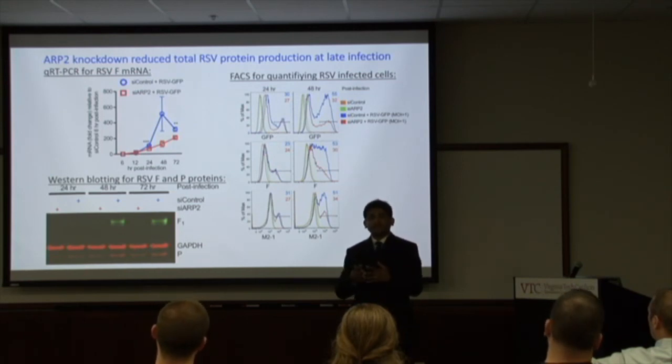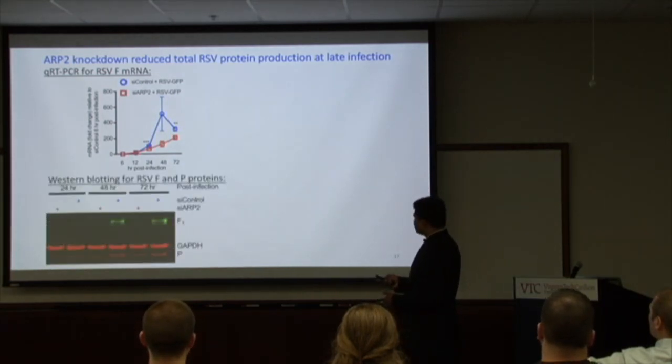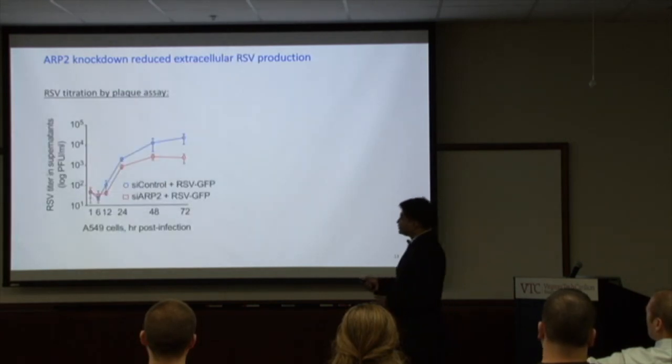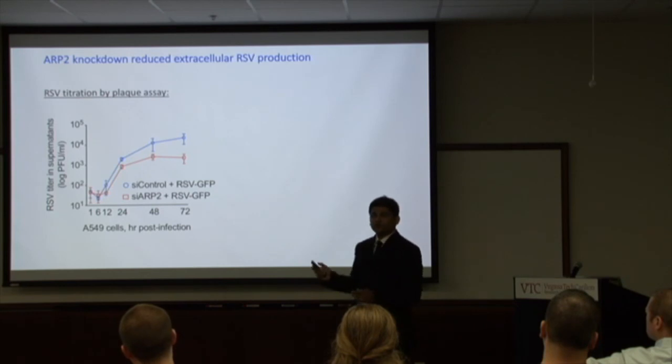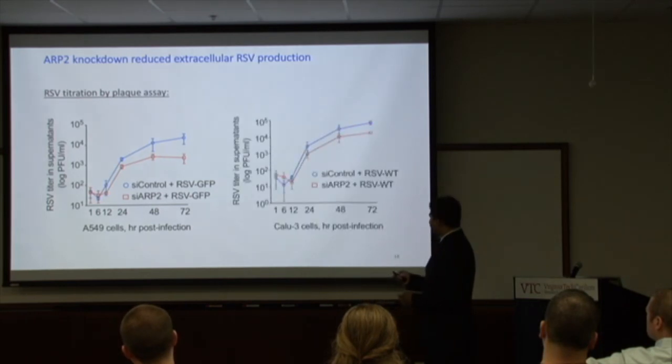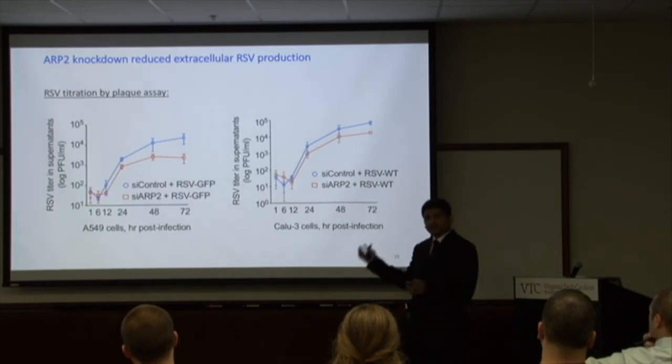And if it is true, then we can expect that virus production will be reduced. Indeed, we found that. When we quantified total virus titer in the supernatant, we found there is a 10-fold reduction of RSV production due to ARP2 knockdown. We were able to recapitulate this result with another respiratory epithelial cell line, Calu-3. And I'm not showing it here, but we also used Vero cells, a standard cell line used in virology research. We also found similar results.